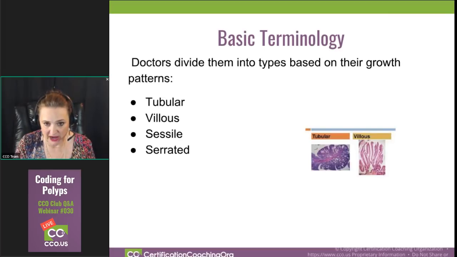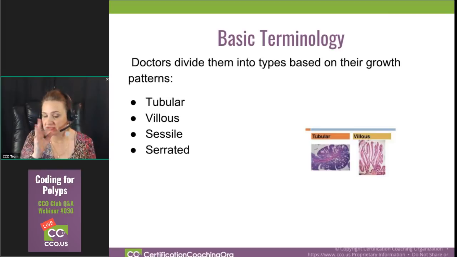Now here is a graphic for what the pathologist would be looking at from a tubular to a villous. Now, what comes to mind when I think of villi, I think of little fingers, right? We have villi all over our body in different parts. But if you look at that, see how that is a little more fingery looking, where that tubular is kind of compact?